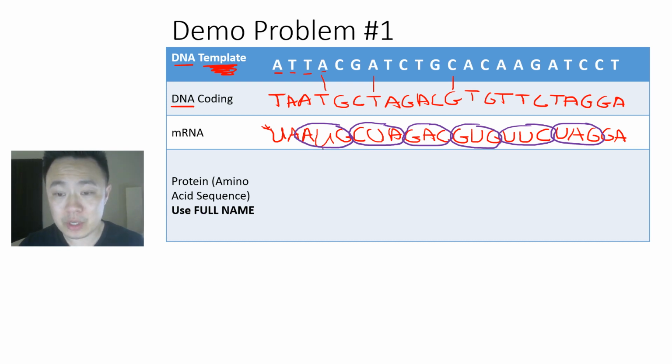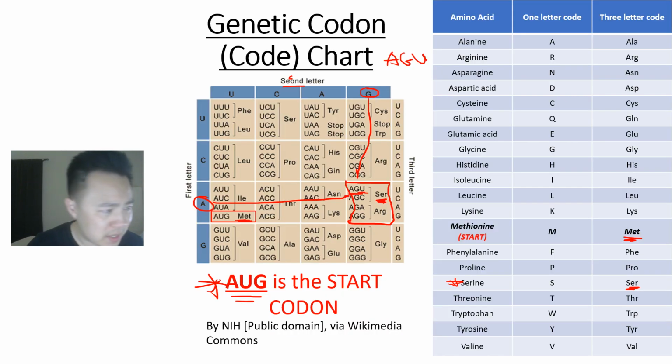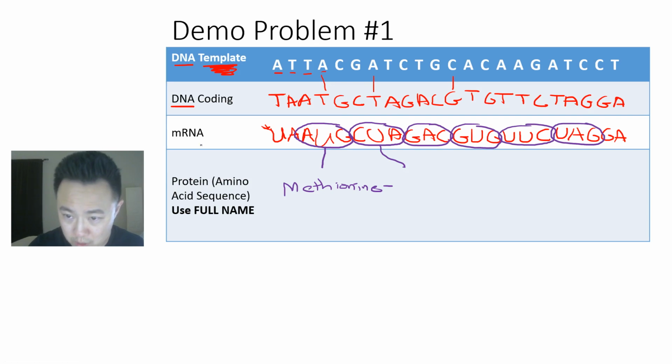So the first three letters here are AUG. We already know that. It's methionine. The next one here is CUA. So let's go back. Where is CUA? Well, here's C, here's U, CUA is LEU. According to my list here, LEU is leucine. Okay, let's write that down.